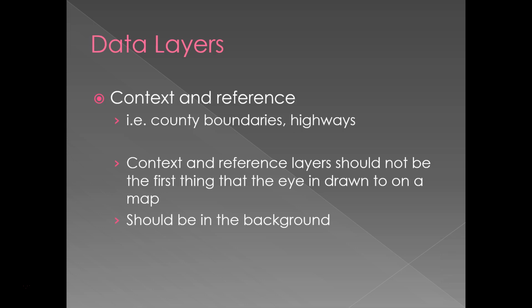Now, something about context and reference layers. They should be subtle in the background, because you want your main data to stand out and pop off the map, while the reference layers are kind of hidden behind things. And a good way of doing this is, for instance, let's just say that I'm making that map of bars in downtown Harrisburg. I would have a roads layer on there, but I might set that a little bit transparent to make it a little bit more subtle. So that's one thing you can do.